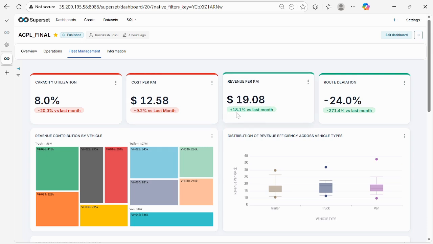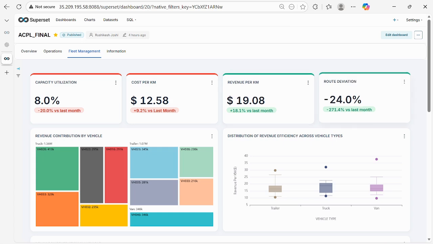Next, we have revenue per kilometer KPI, which shows how much income we generate for every kilometer traveled. It helps us understand how effectively distance is being monetized. Higher revenue per kilometer indicates profitable routes or vehicle types, while lower values may suggest pricing or demand issues. When analyzed together with cost per kilometer, this KPI gives a clear picture of operational profitability.